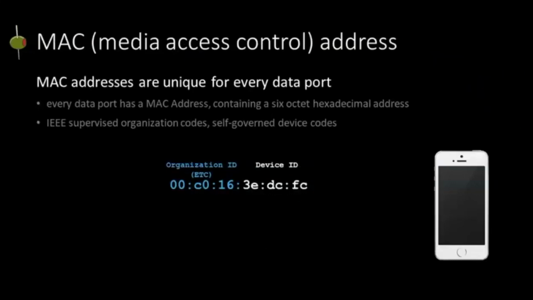The IEEE is the organization that supervises internet standards. As a manufacturer of a device that will have a network port on it, either a radio or a physical port, you can apply to the IEEE and they will give you an organization ID. ETC, that's our real organizational ID. Anything we manufacture that has a network port on it is going to have the organization ID, and then a unique device ID. The IEEE keeps track of all the organization IDs. You can actually Google it if you're interested and have some time. It's interesting to look at who owns what organization ID.